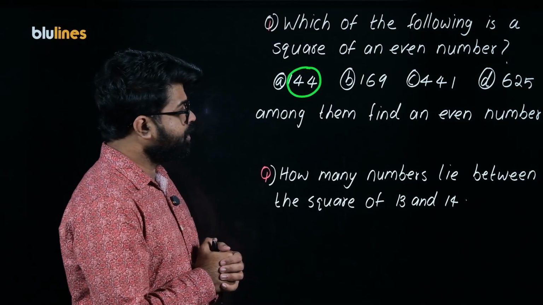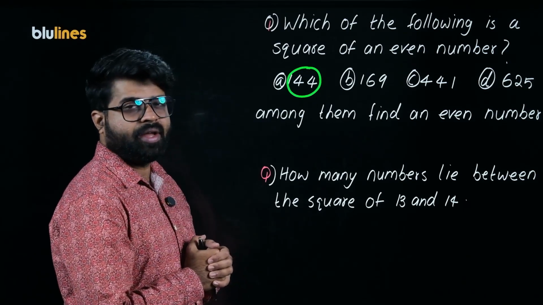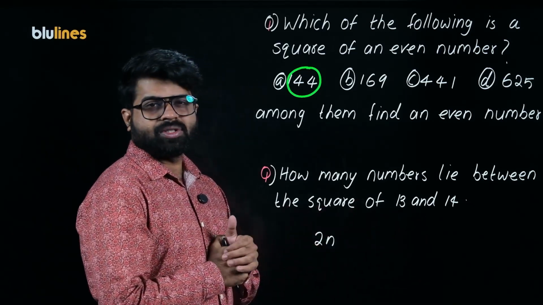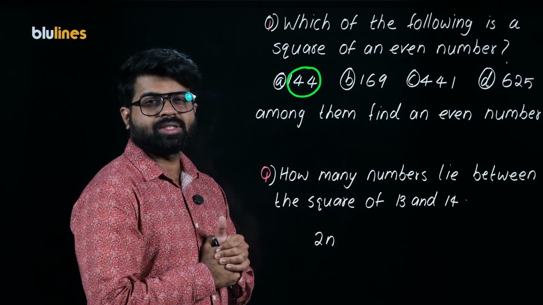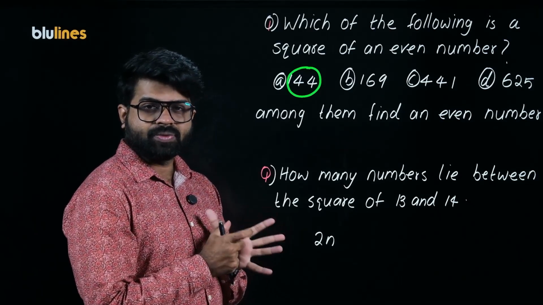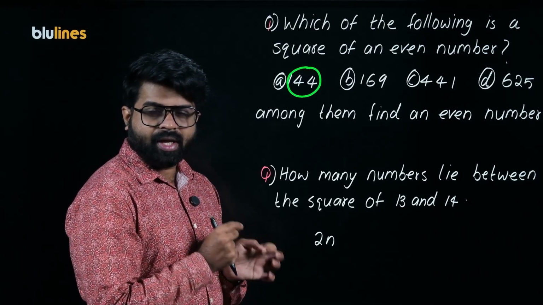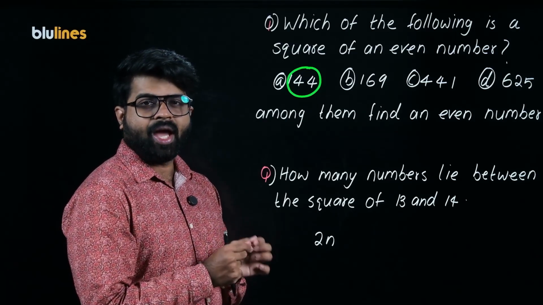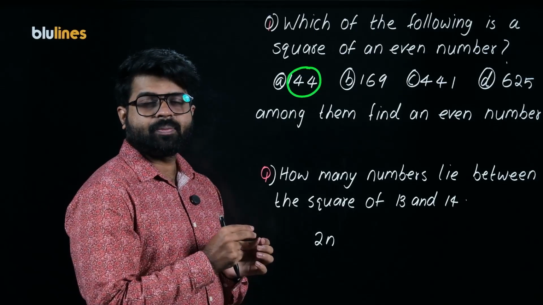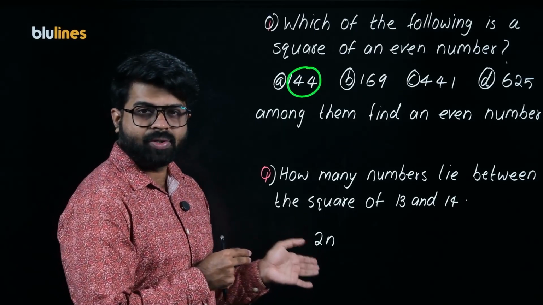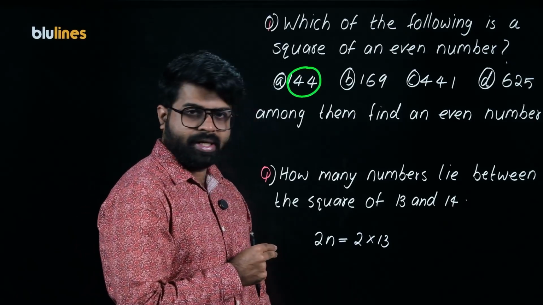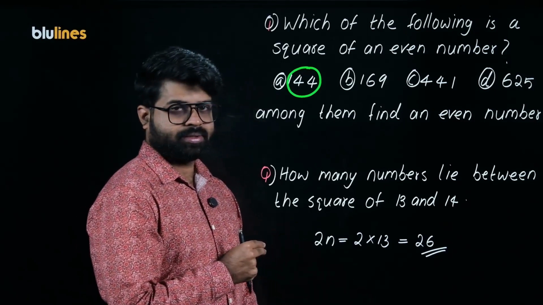Next one, how many numbers lie between the squares of 13 and 14? The result is equal to 12. Why is it so? Because n is equal to 13, n plus 1 is 14. So we have n plus 1 square and n square. On subtracting, we have n plus 1 square minus n square, which is 2n plus 1. From that, we want to subtract 1 again. So our answer must be equal to 2n plus 1 minus 1, which is equal to 12. So 2 multiplied with 13 is equal to 26.